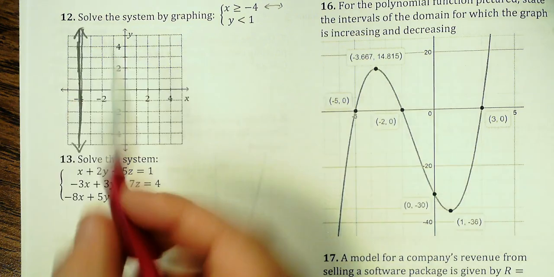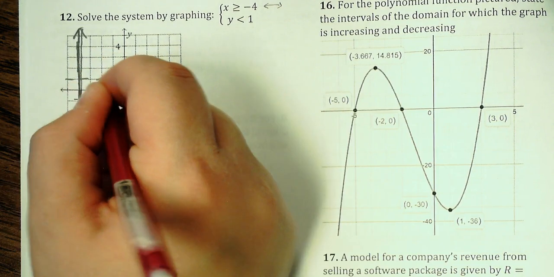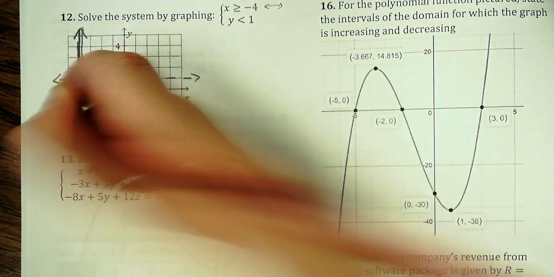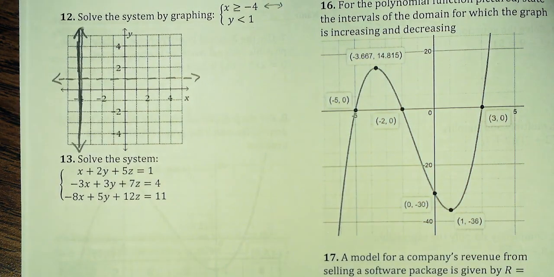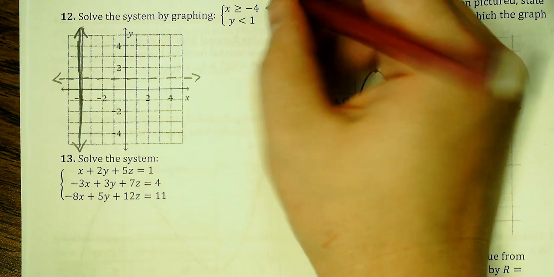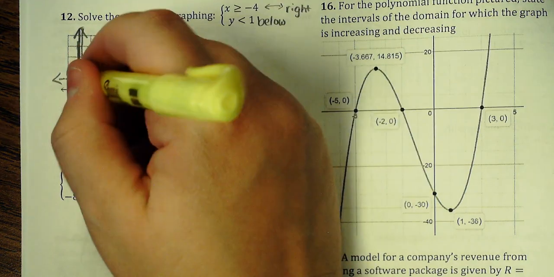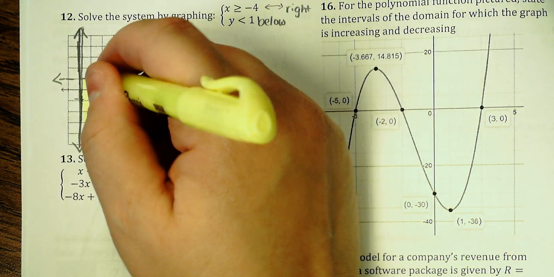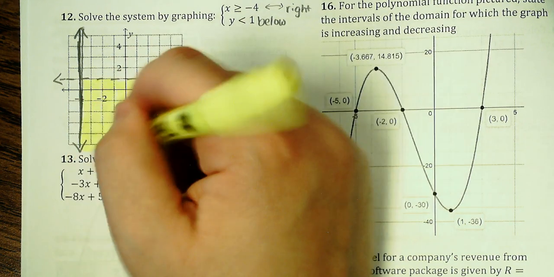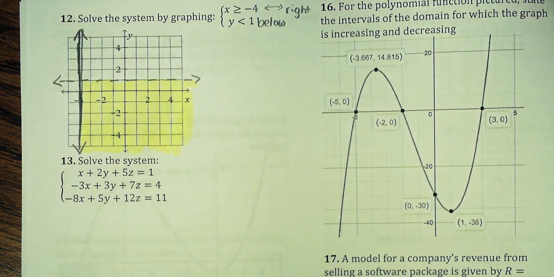Maybe it's a little too rough. Horizontal line at 1. So I'm going to do a little dotted line here because this is going to be less than, not less than or equal to, so none of the points on that line. Now, if I'm greater than -4, I'm going to go to the right. If I'm less than 1, I'm going to be below. So the overlap to satisfy both of those inequalities is going to fall in this shaded region here. All these points would satisfy having an x coordinate greater than or equal to -4 and also a y coordinate less than 1.